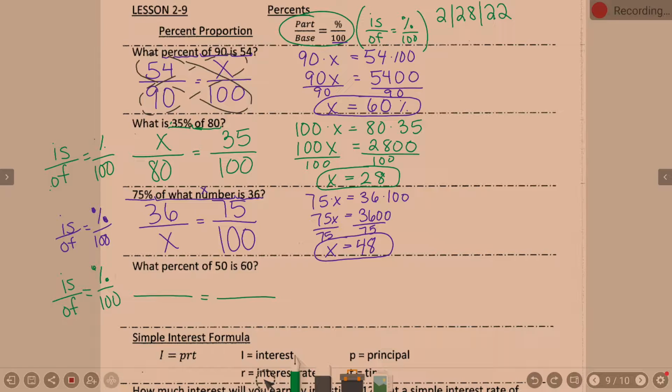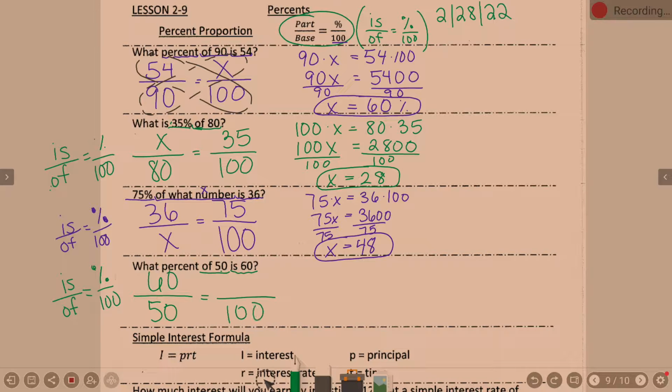Okay, so notice what it says here, guys. Of. What follows the word of? 50. So where does 50 have to go? On the bottom. What's around the word is? 60. So we just figured out our problem. Bottom right is always 100, and it's going to be x over 100.